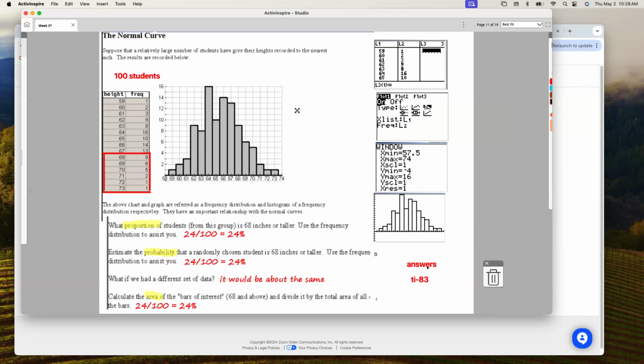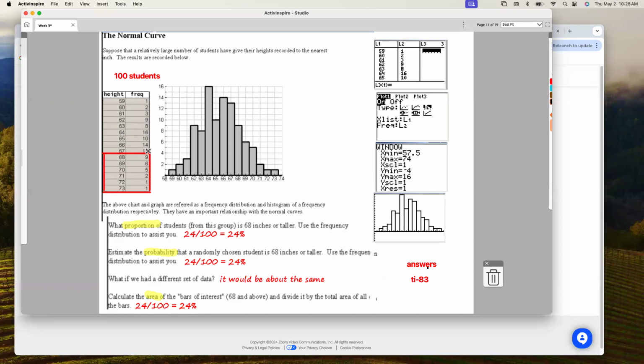This is an activity that I always did in my other stats classes. And again, this is going to be somewhat abbreviated here. This would be results of, let's say we had 100 students, and we measured their heights. And this was the distribution of them.